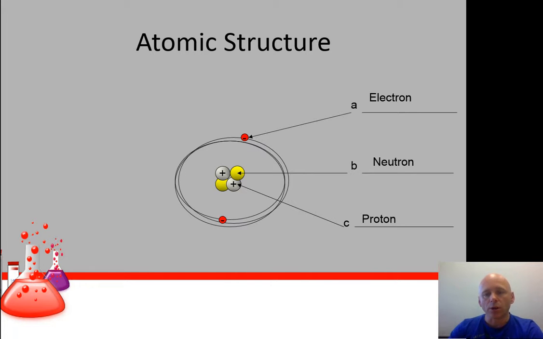The final particle of the atom is the proton. Protons are positively charged, and as you hopefully know, opposites attract, so these positive protons are what attract the electrons. They keep the electrons near the nucleus so they don't go flying off. And the center of the atom is called the nucleus. Alright, so you may want to pause the video here and draw a diagram of the atom for your notes and label it.